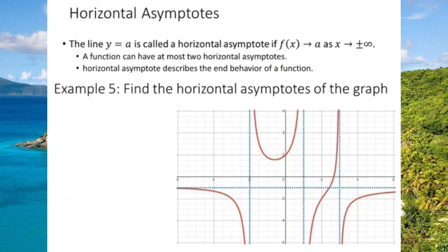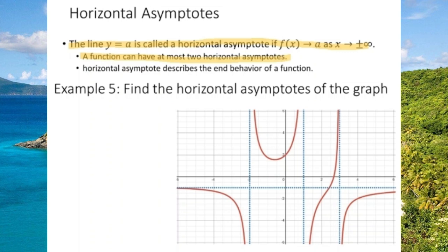The second type of asymptote we're going to talk about are called horizontal asymptotes. The line y equals a is called a horizontal asymptote if f of x approaches a as x approaches infinity or negative infinity. In general, a function can have at most two horizontal asymptotes. Polynomial functions, which we studied earlier, have no horizontal asymptotes since f of x would approach infinity or negative infinity as x approaches infinity or negative infinity.